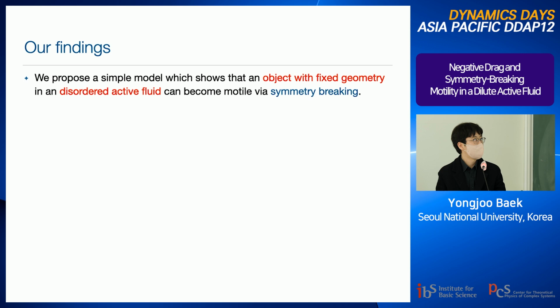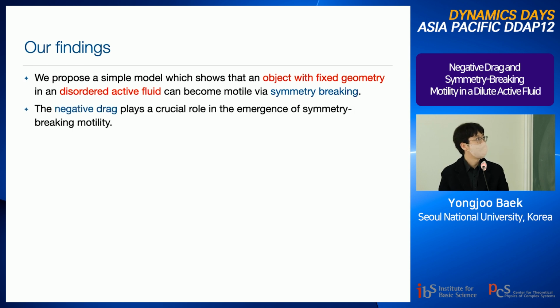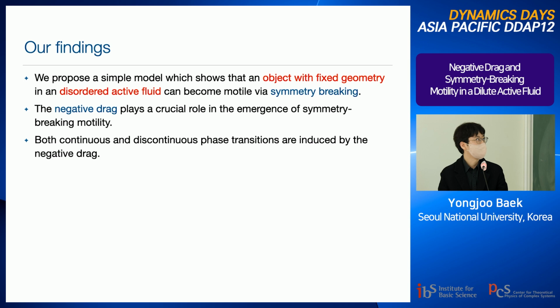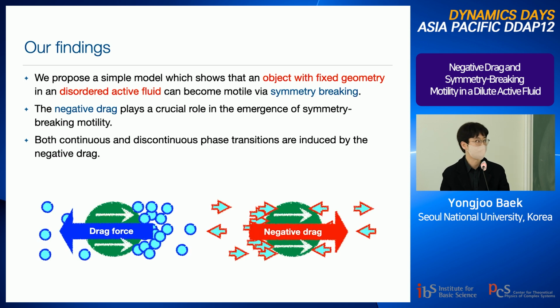We can simply use a very disordered system, something like an active gas, where the active particles don't interact with each other, but only interact with the object. So we can use even that kind of simple system to observe this symmetry breaking behavior. As for the symmetry breaking phenomenon, the negative drag applied on this tracer object is the key mechanism inducing it. And we observe both continuous and discontinuous transitions.